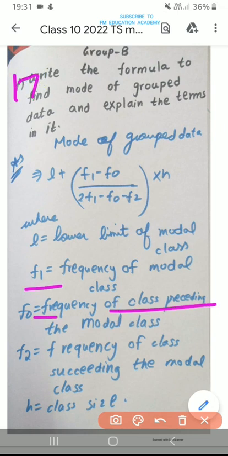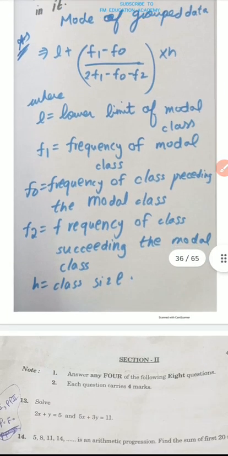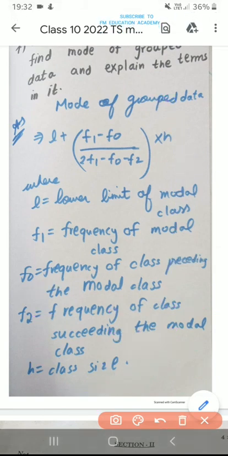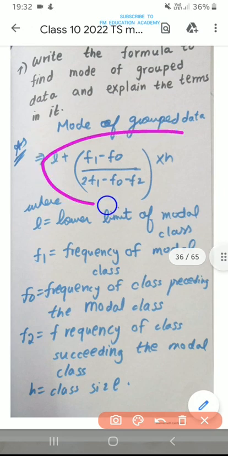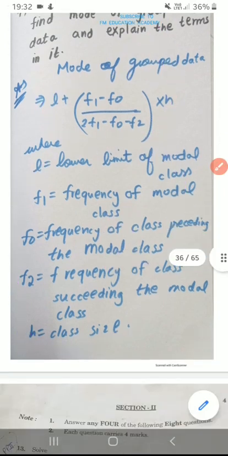F1 is the frequency of the modal class, F0 is the frequency of the class preceding the modal class, F2 is the frequency of the class succeeding the modal class, and H is the class size. All these things you have to write, and also you should write what the modal class is. You can write it if you want, or only this much is enough. Writing the formula and explaining the terms, you will get 4 marks. For writing the formula, you will get 2 marks. For explaining the remaining terms, you will get 2 marks. So 2 plus 2 is 4 marks.